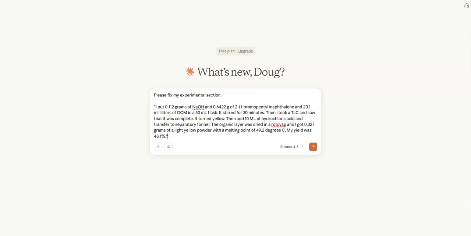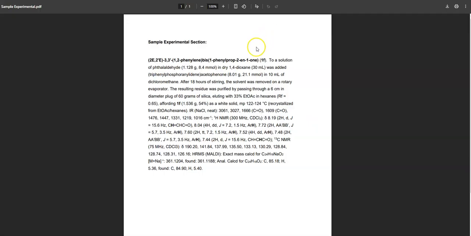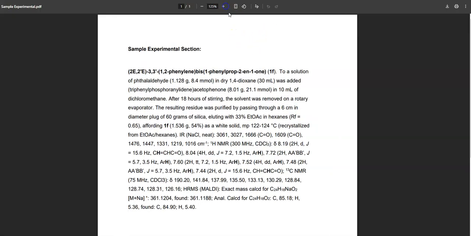So I'm going to go back to Claude and I'm going to go ahead and upload this. I'm just dragging and dropping this checklist for experimental sections in here. Boom. So now it's kind of got this. And I'm also going to give it a sample experimental, right? So here's an experimental I wrote for a publication a while ago.